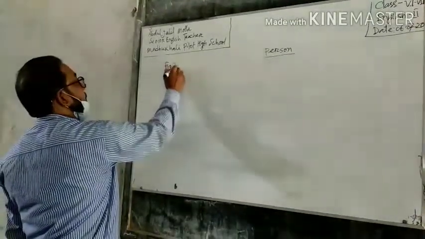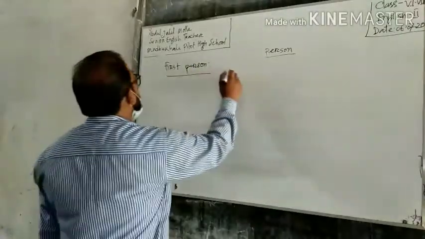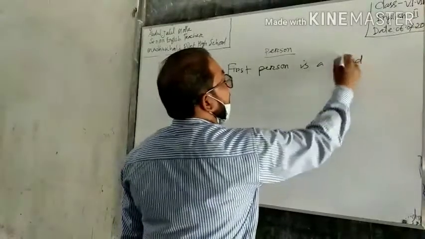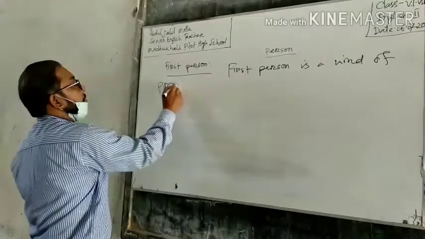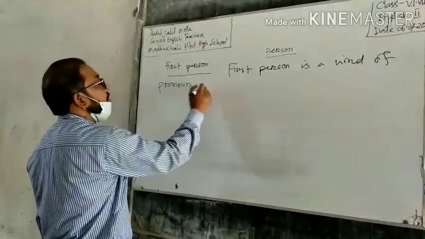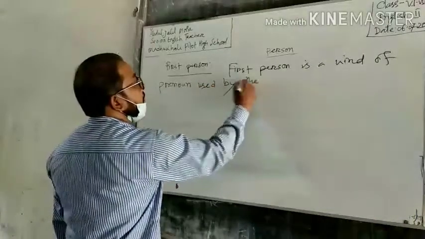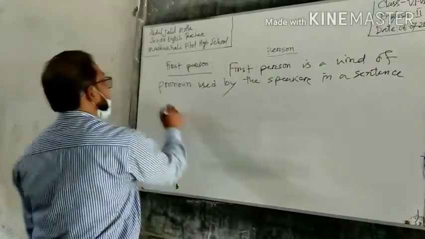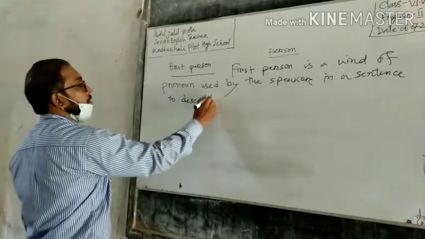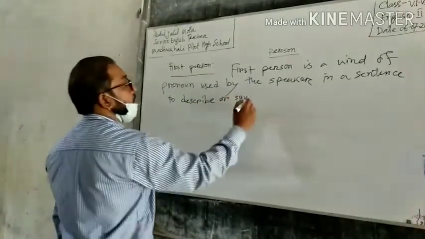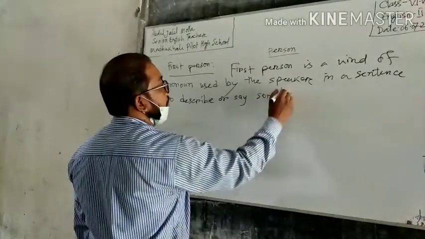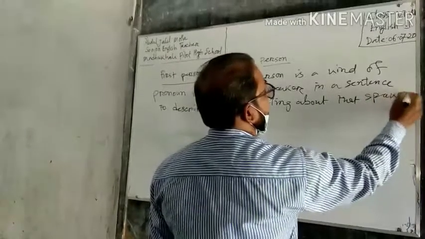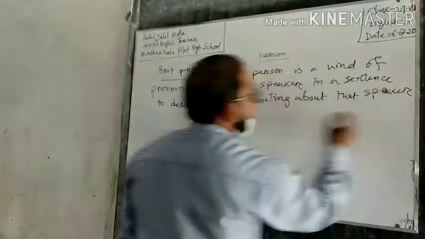First person is a kind of pronoun used by the speaker in a sentence to describe or say something about that speaker itself.